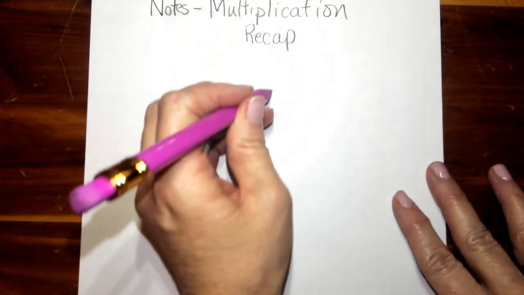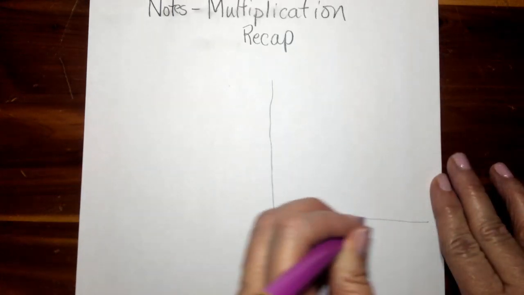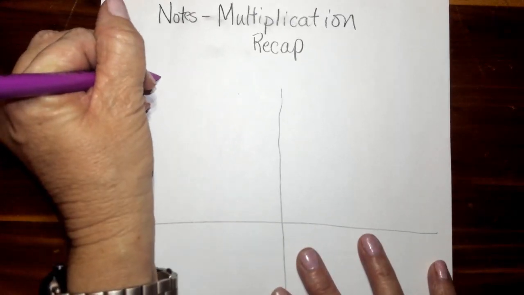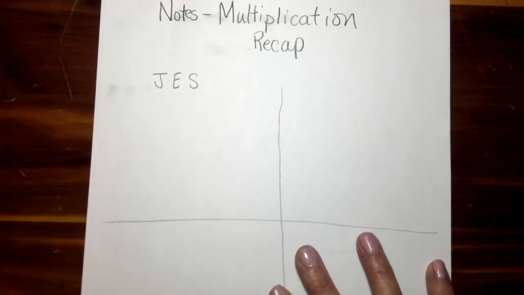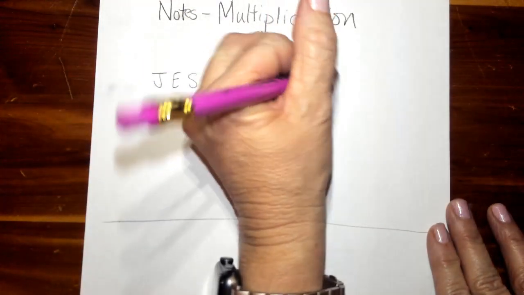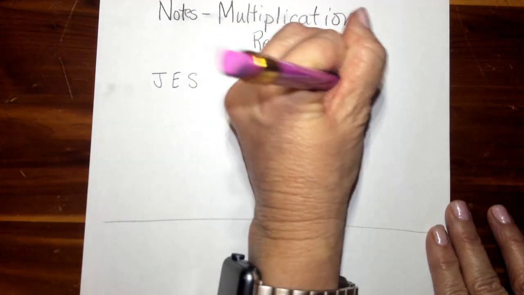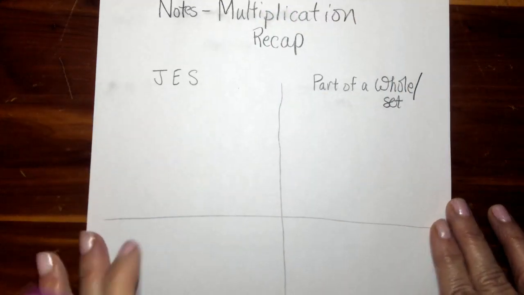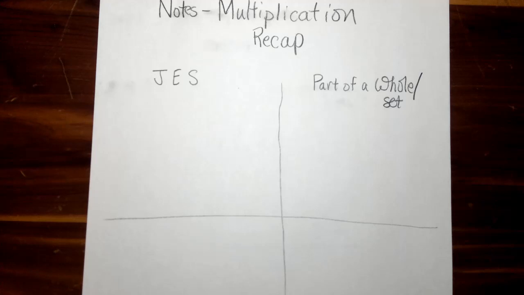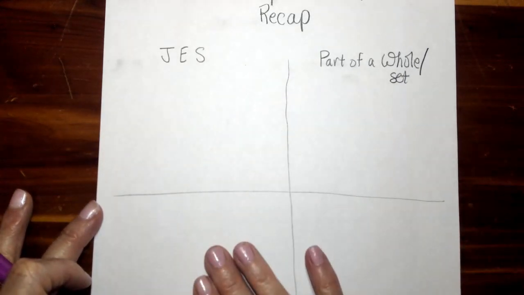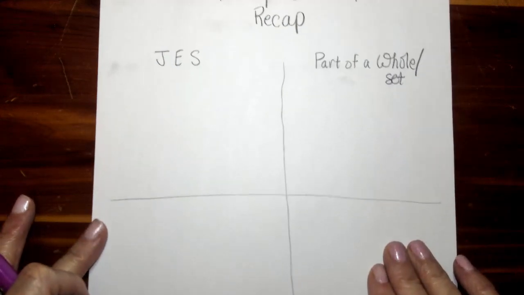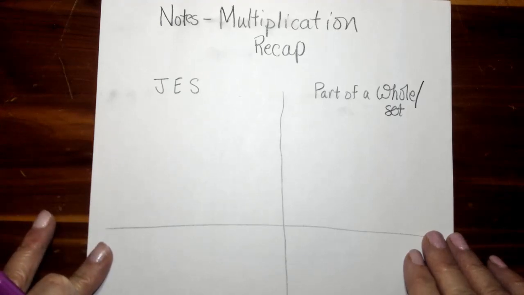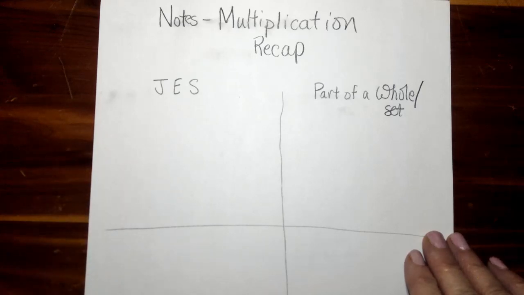So what I'd like you to do is go ahead and divide your paper into 4 boxes. On the left-hand side of your paper, we're going to call this the joining equal sets side. On the other side, we're going to call this part of a whole set. These are the two actions, if you remember back to last week, that we talked about with fractions. My intent here is to review joining equal sets, and then we'll review part of a whole set. Then we'll set up our paper for completion on the worksheet. So please make sure that you're taking good notes. The expectation is that if I'm writing it, you're writing it in your notes also.